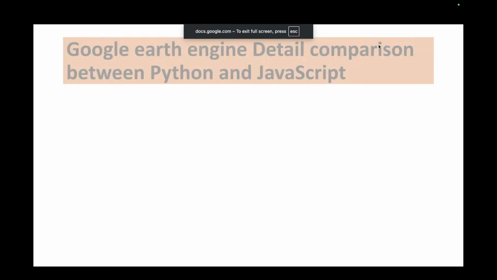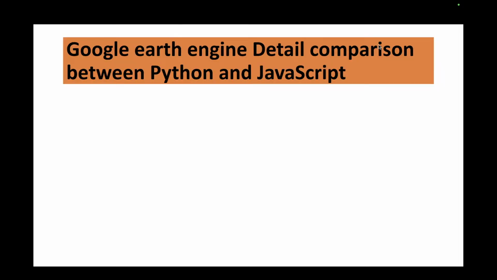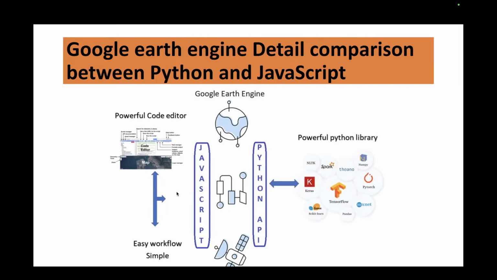So now we talk about the Google Earth Engine comparison between Python and JavaScript. JavaScript provides you all of those we can easily get. The JavaScript API code editor is very powerful. Any beginners can easily learn Google Earth Engine using the JavaScript API code editor. But the Python code editor is not much good. It's just a cell, and we need to memorize all of those. So we can simply check the comparison. Python has a powerful code editor. We can easily get all of those. We don't need to memorize anything.